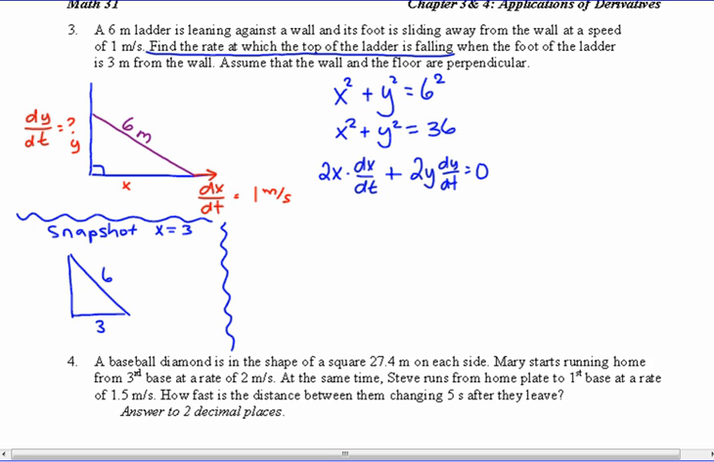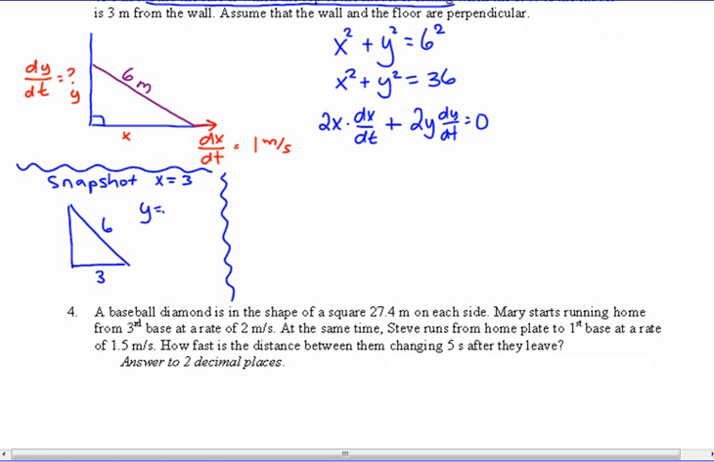We are looking for dy/dt. So we have to derive it to get that. This is our unknown that we're looking for. In math, we always want to keep things as an exact value. So our y is equal to the square root of 6 squared minus 3 squared, which is 36 minus 9, 27. Could we simplify that? 3 root 3. So when x is 3, y is 3 root 3.